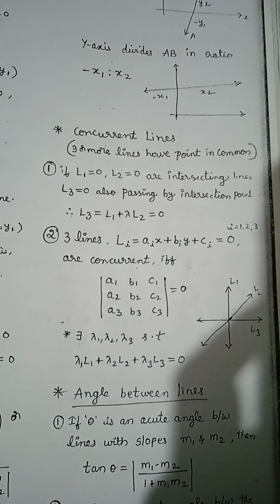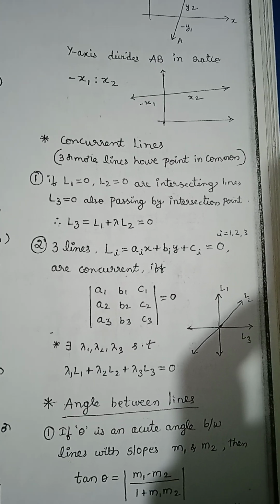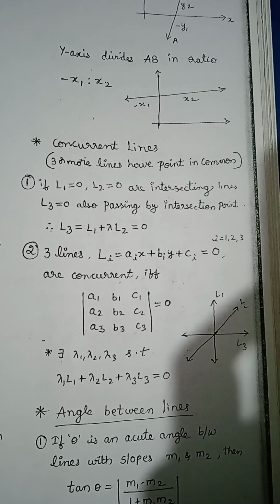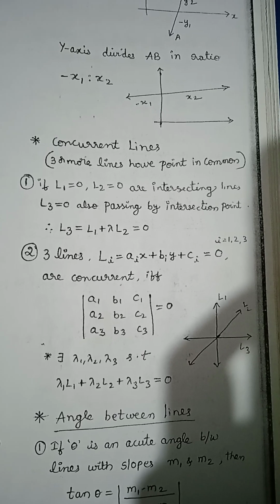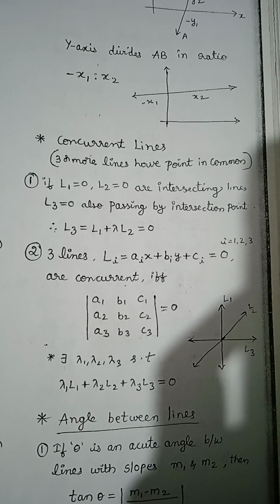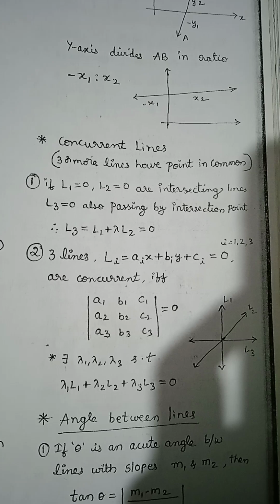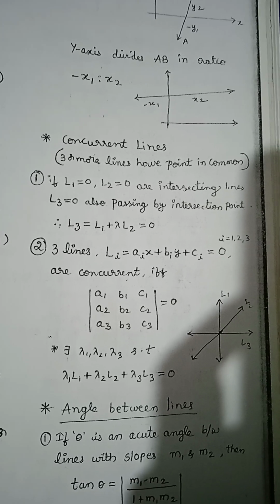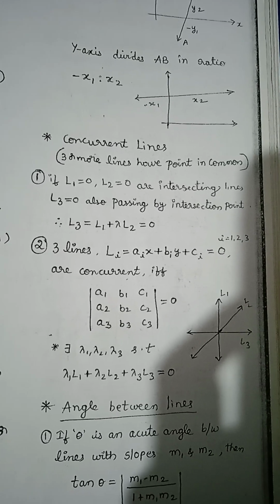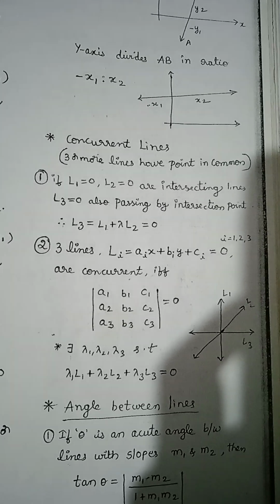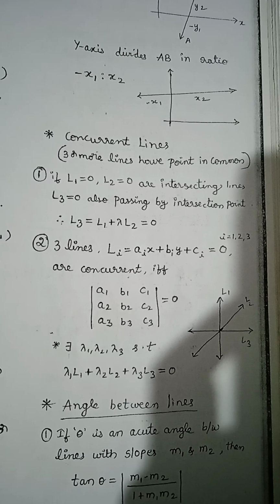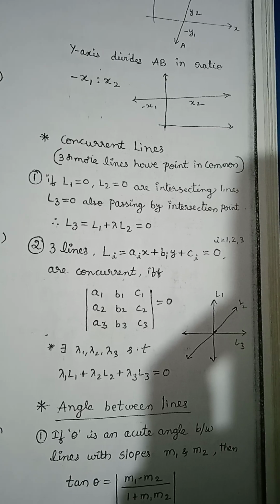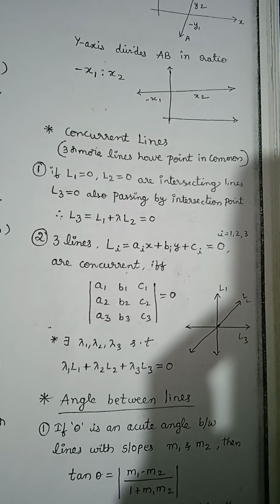Concurrent lines. If L1 equal to 0, L2 equal to 0 are two intersecting lines, and L3 also passes through the point of intersection, then L3 equal to L1 plus lambda L2 equal to 0. Suppose we have three lines, they are concurrent if and only if the determinant of a1 a2 a3, b1 b2 b3, c1 c2 c3 equal to 0.